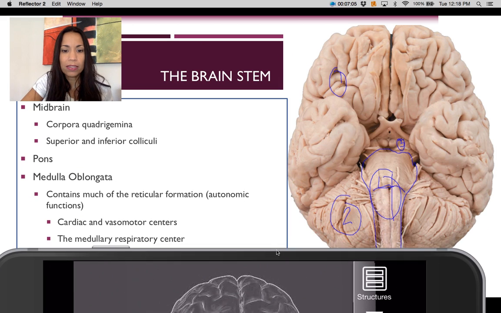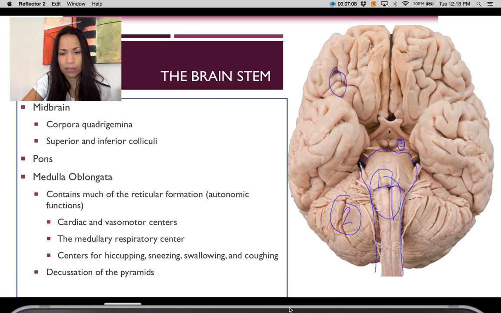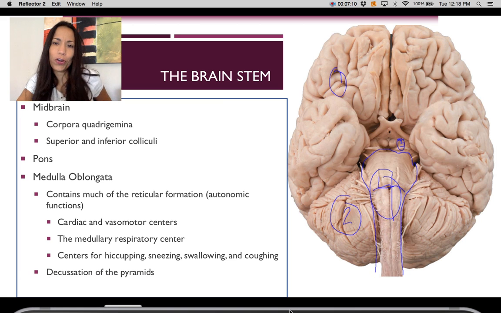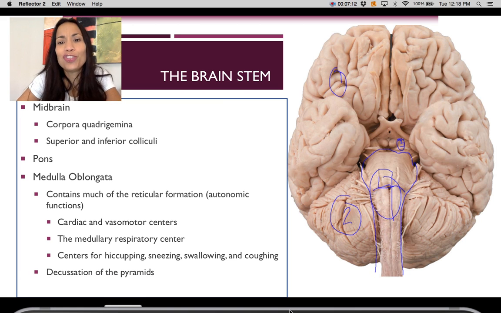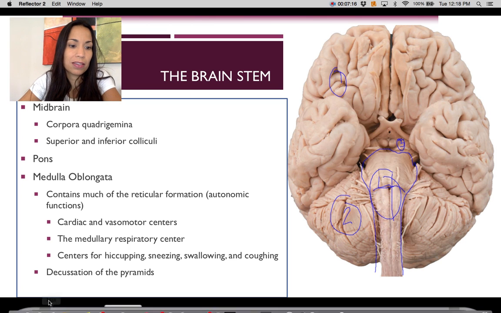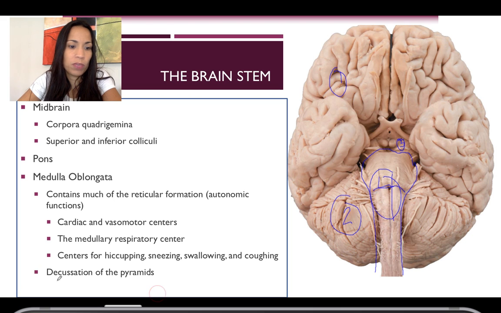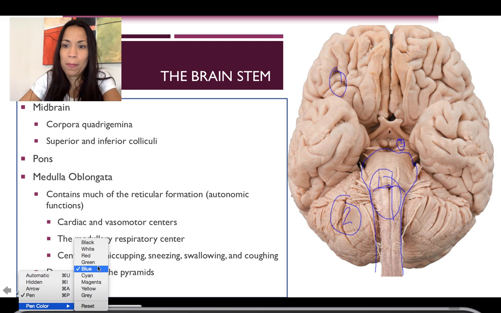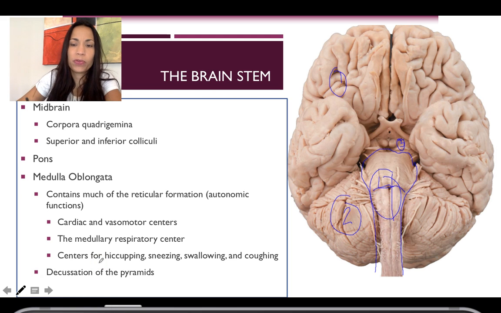Okay, so let's describe in general, just in general, what are the functions of these areas. I'm not going to make your lives harder in here. Thank you very much, let me grab my green pen. Okay, let's start with the midbrain.